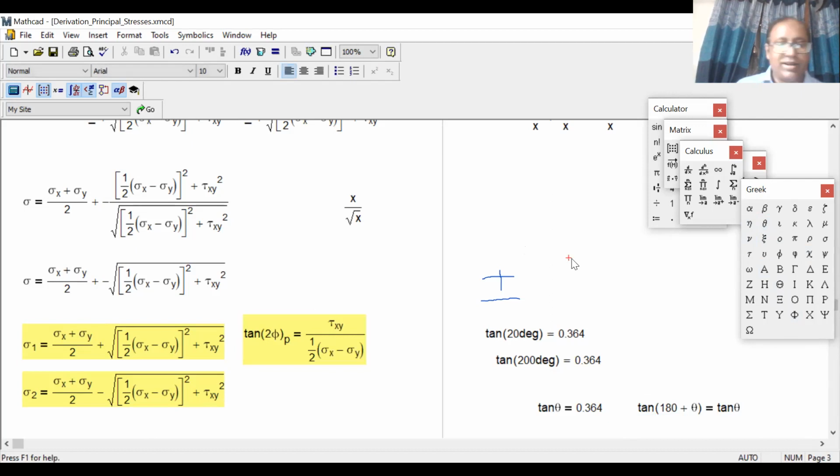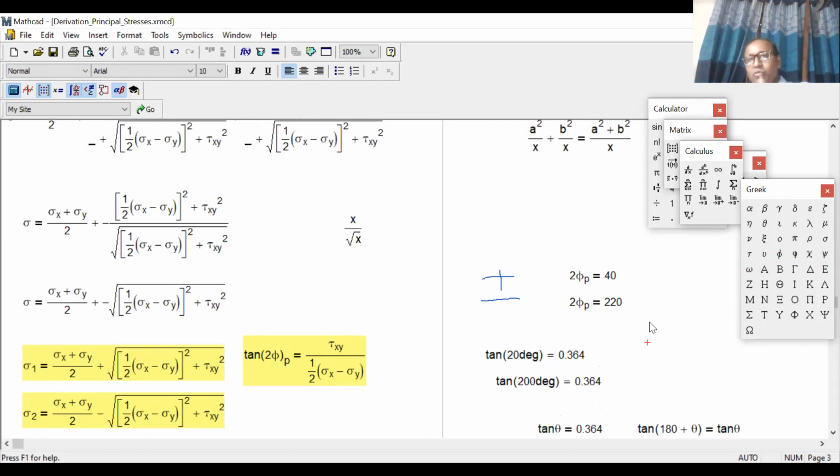So let me write down. You get 2 theta p, say 2 theta p equal to 40 degree. Okay, so what will be the other one? If I substitute, the other one will be 40 plus 180, that means 220. So that's why now you see you are getting two principal planes, not only one. One is 40 degree, the other one is 220 degree.